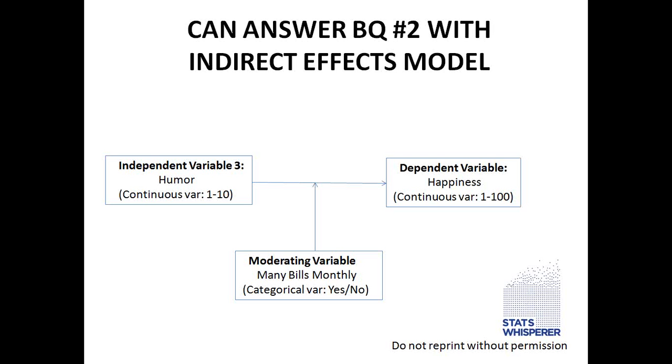So there's a relationship between the independent variable and dependent variable, humor and happiness. And coming up from the bottom, that arrow going up is saying that many bills monthly, yes, no, is going to moderate that relationship and explain it in a way that the direct effects could not explain.